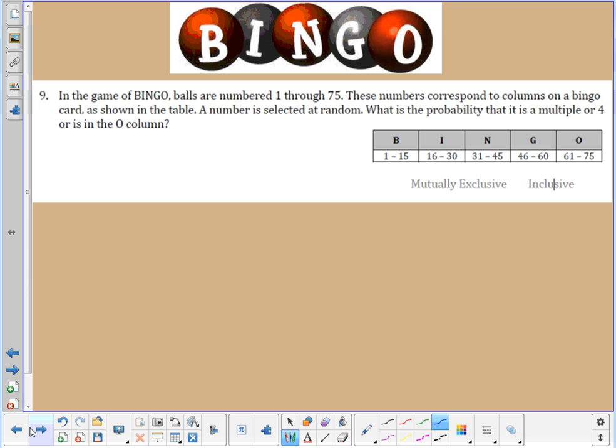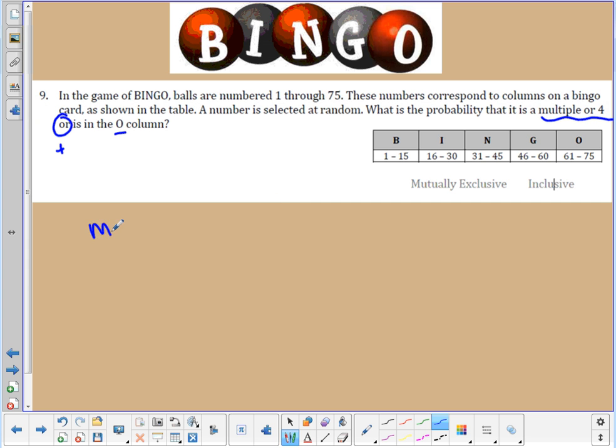Next one, number 9. In number 9, it says in the game of bingo, balls are numbered 1 through 75. These numbers correspond to columns on a bingo card as shown in the table. A number is selected at random. What is the probability that it is a multiple of 4 or in the O column?